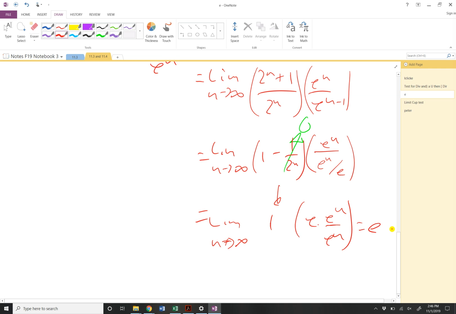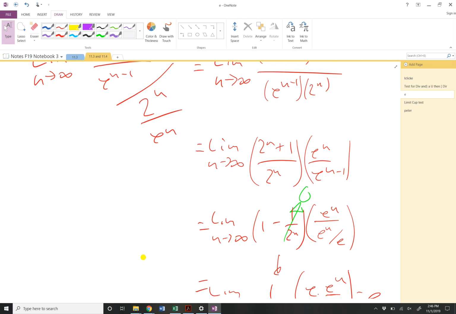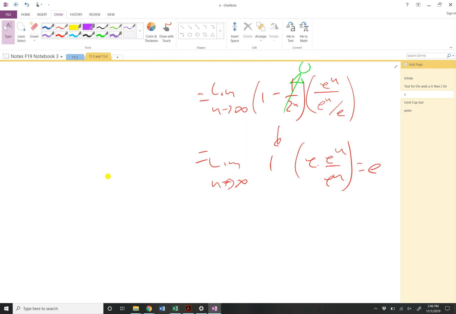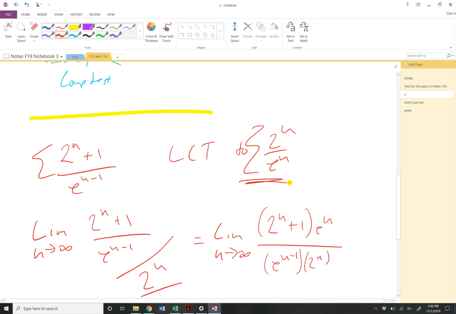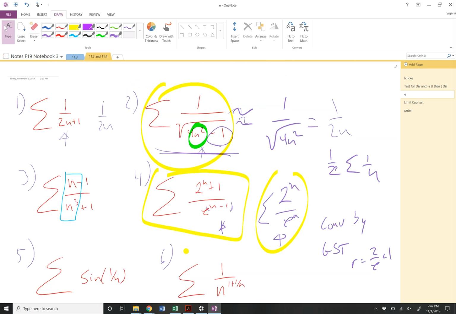So, all right, well, what did we get from all that work? What do we know now after I set up that limit? Then those series either both converge or diverge. This series and this series either both converge or diverge, and I know this series converges because of the geometric series test, because r is 2 over e, which is less than 1. So, okay. All right, questions? Yes?